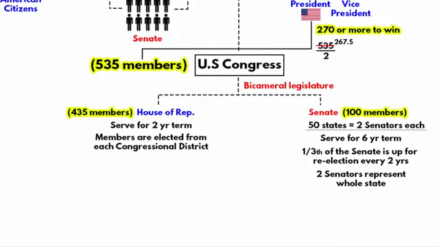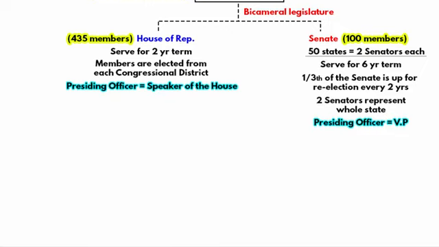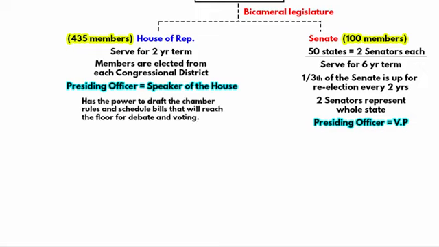The presiding officer of the Senate chamber is the Vice President of the United States, and the presiding officer of the House of Representatives is the Speaker of the House. He or she is second in line after the Vice President. Now, what is the difference between the House and Senate chambers? How do they differ? In the House of Representatives, the majority party, be it the Democratic Party or Republican Party, whoever it is, will hold significant power to draft the chamber rules and schedule bills that will reach the floor for debate and voting.